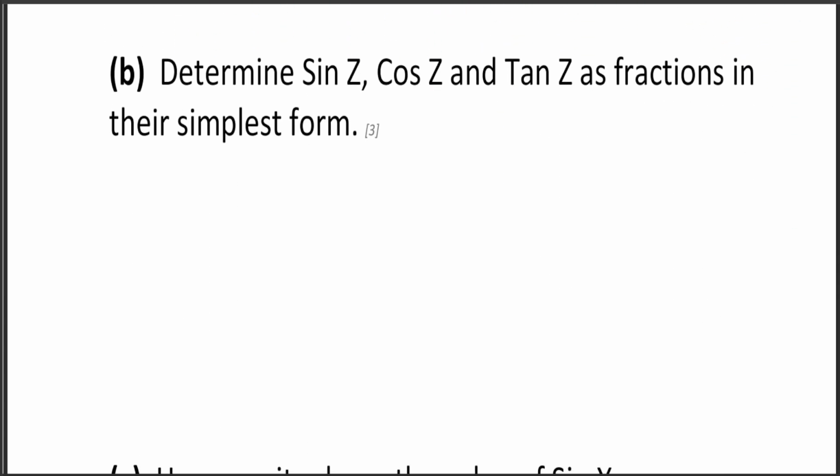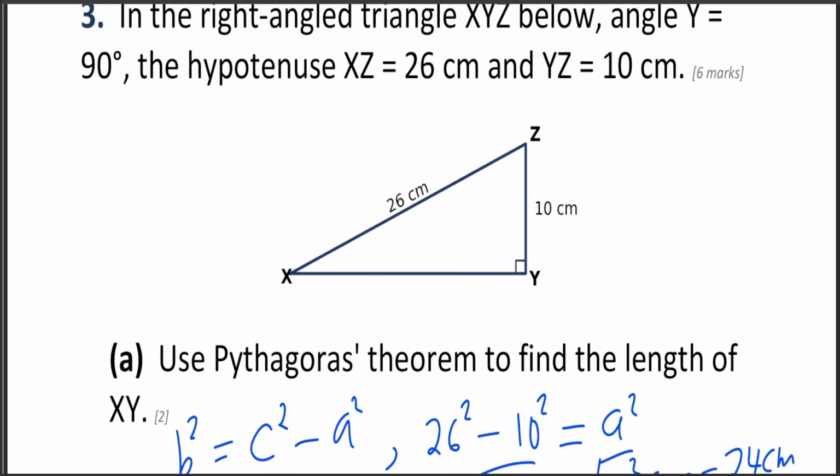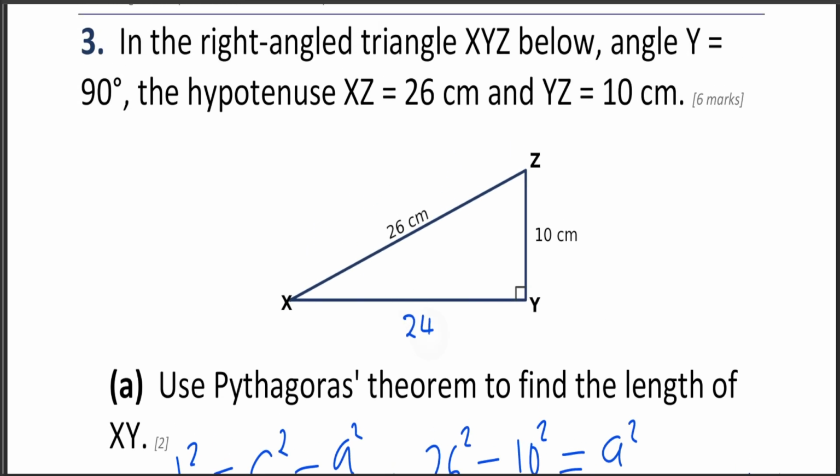Determine now sin Z, cos Z, and tan Z. If you have already understood, just rewind back a little bit. So sin Z, cos Z and tan Z. Let's look at the triangle properly so that it is easier to find the sin. Now, let's erase this AB, but we know our XY is 24. So let's write 24 here.